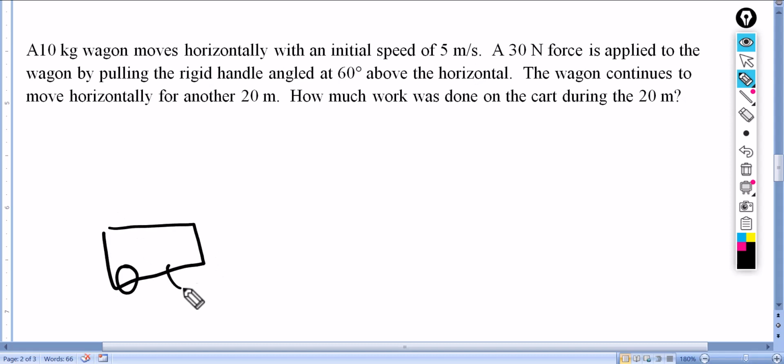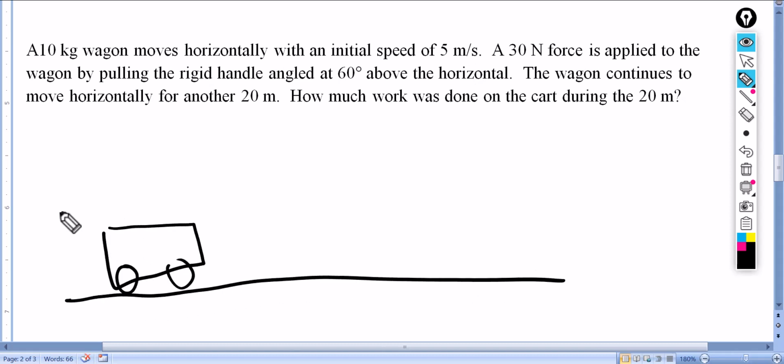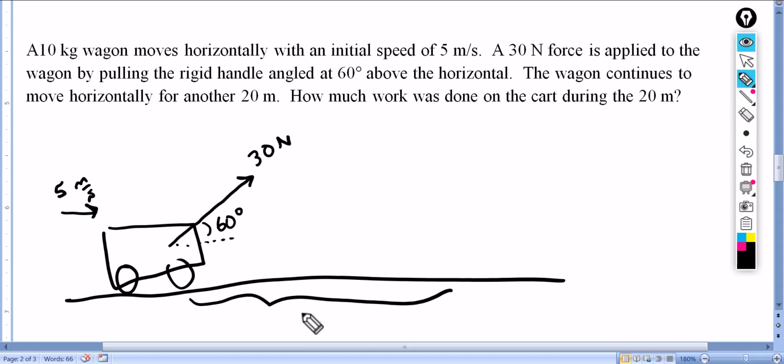It's traveling with a speed of 5 meters per second. That's going to remain that way. It's receiving a 30 Newton force pulling it. So this is the 30 Newton force at an angle of 60 degrees above the horizontal. It ends up displacing 20 meters.